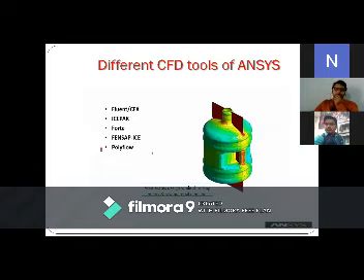Polyflow. Polyflow analysis is related to plastics flow formation. Here we can see that it accelerates design while shrinking energy and raw material demand. So we find out the Polyflow analysis.